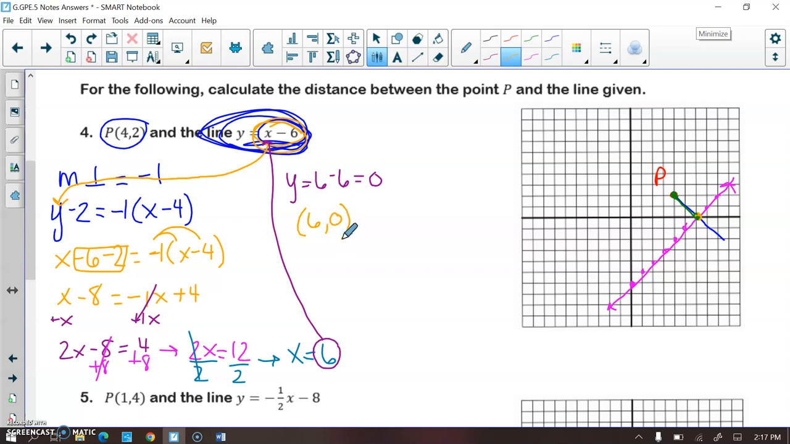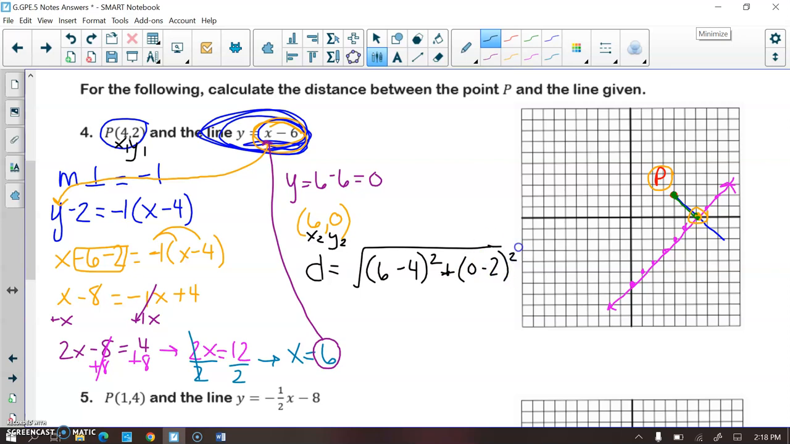So now I can find the distance between point P and that yellow dot by using the distance formula. Distance equals, I'm going to label point P (x1, y1) and the yellow dot (x2, y2). So my distance formula is the square root of (x2 minus x1) squared plus (y2 minus y1) squared. And so I wind up with the square root of 6 minus 4 is 2, squared is 4, plus -2 squared is 4.